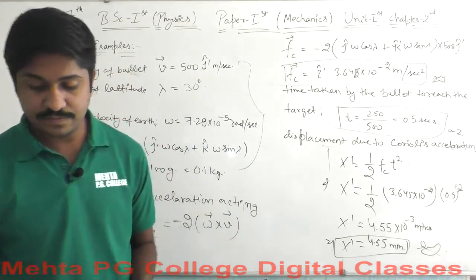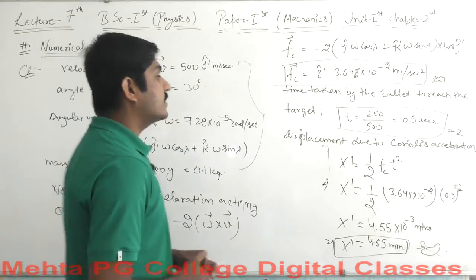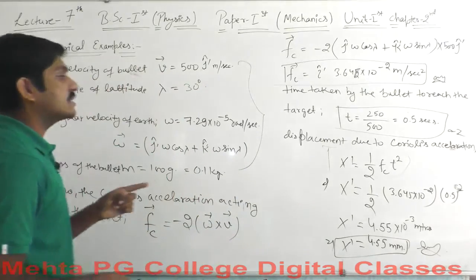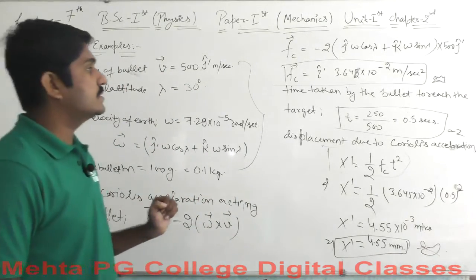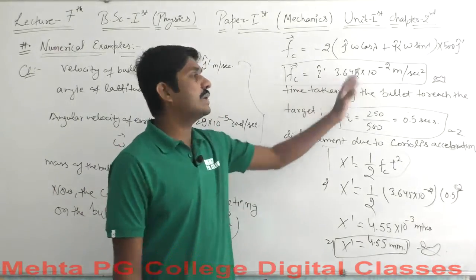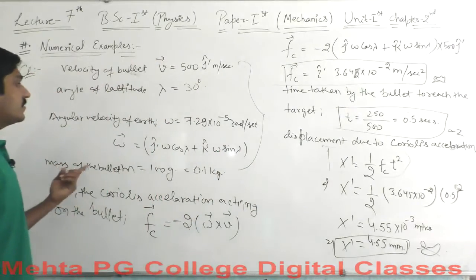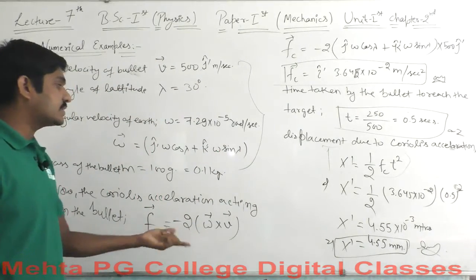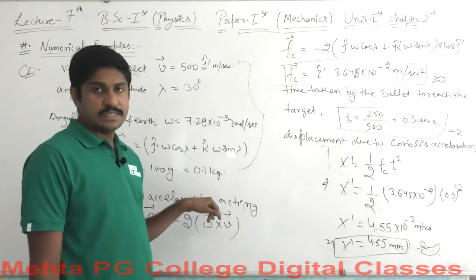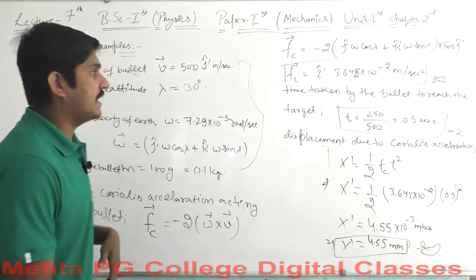So now what would be the value of Coriolis force here? We got the value of Coriolis acceleration, and now we are to come up with the value of Coriolis force. This is the Coriolis acceleration. What we are going to do is multiply it by m, where m is equal to 100 gram. So when we multiply it, what do we have? Let's find out.